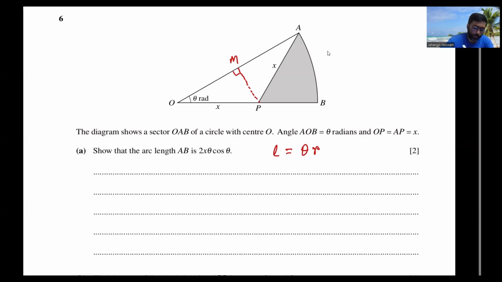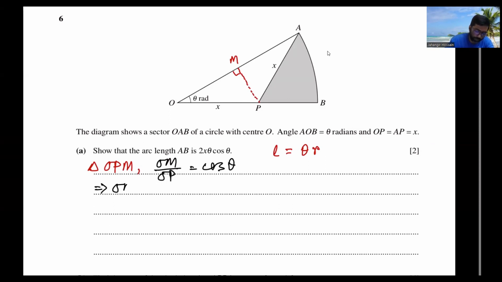Now, from the triangle OPM, you can use the ratio OM by OP, which is cos theta.